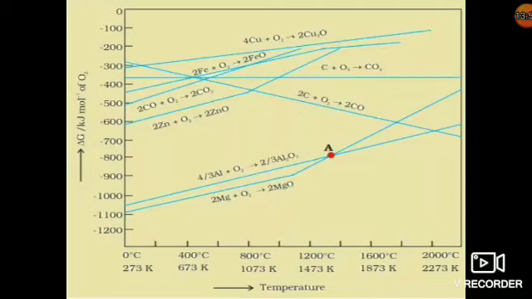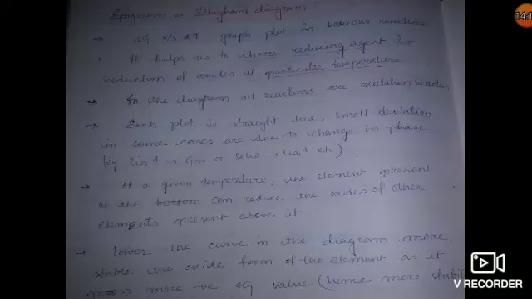Phase transition means the metal may go from solid to liquid state, or from liquid to gaseous state. For this kind of phase transition, you get this bend. Otherwise most of the lines are straight lines. So each plot is a straight line, and small deviations in some cases are due to a change in phase, that is liquid to gas or solid to liquid, etc. At a given temperature, the element present at the bottom can reduce the oxide of other elements present above it.